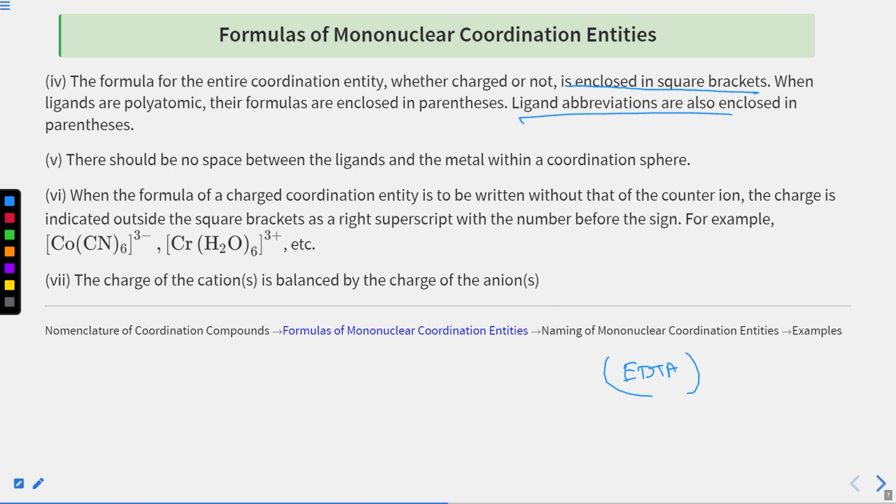There should be no space between the ligand and the metal within a coordination sphere. So you will never write it in this way. There should be no space. It should be written in this way, Ni(CO)4. Okay.